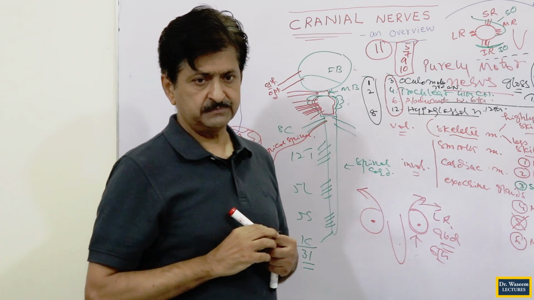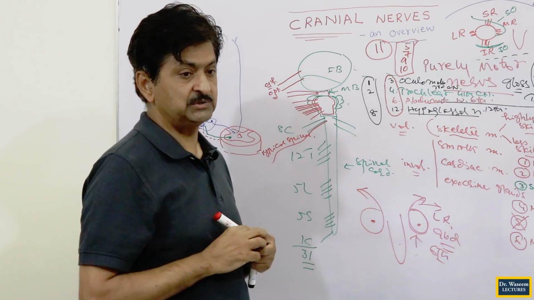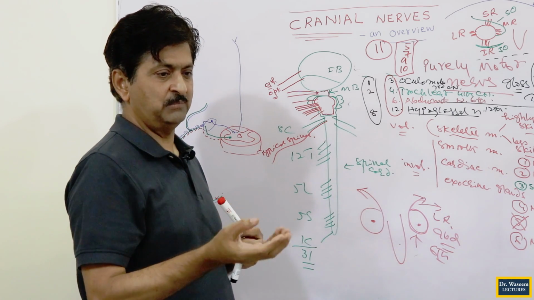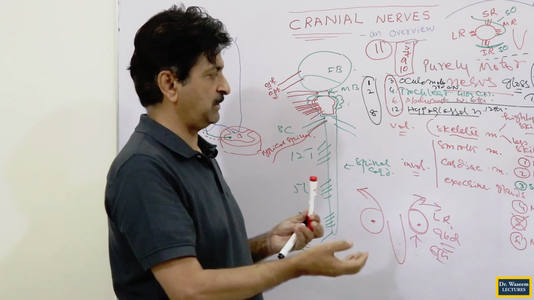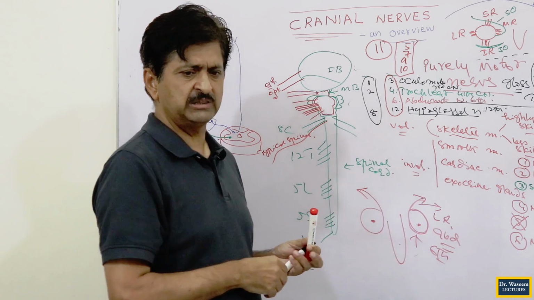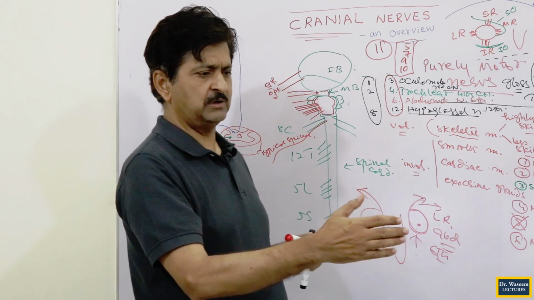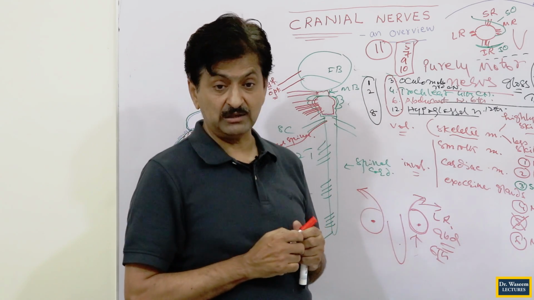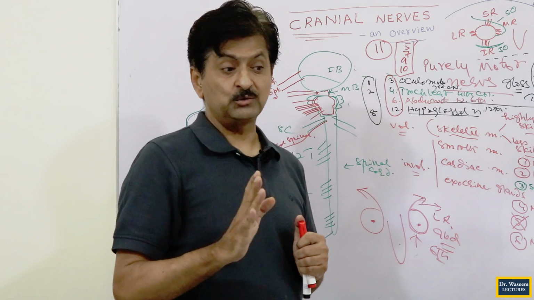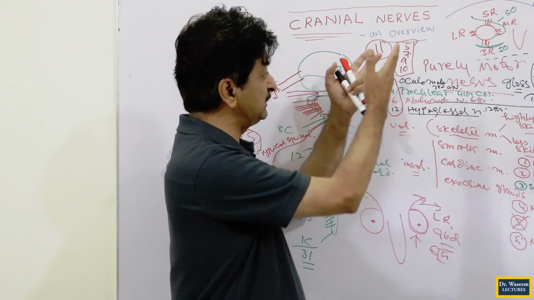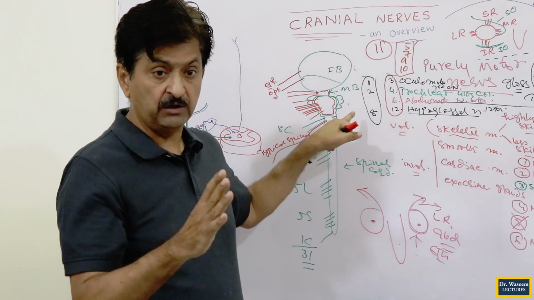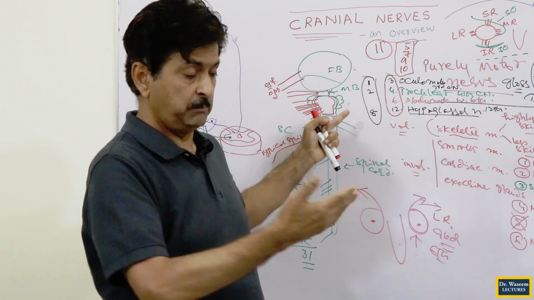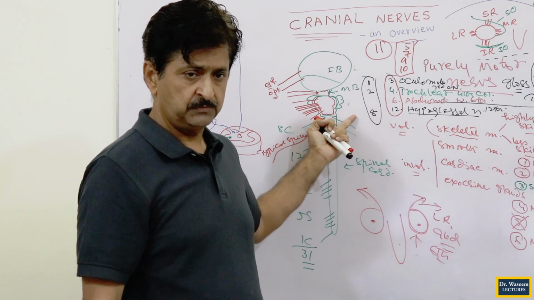But this is not the answer. You cannot just say, sir, I am counting purely sensory, I am counting purely motor, 11 I will put in the middle, and the rest of the nerves are mixed. No, you have to say what the commonness in this group is. Why are they under the same umbrella of purely sensory? Because they are supplying the special senses.